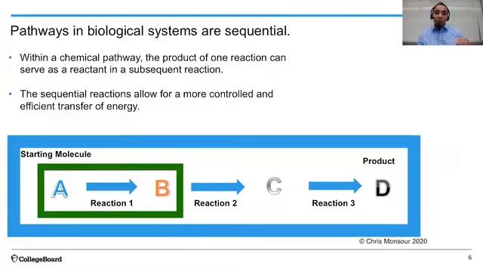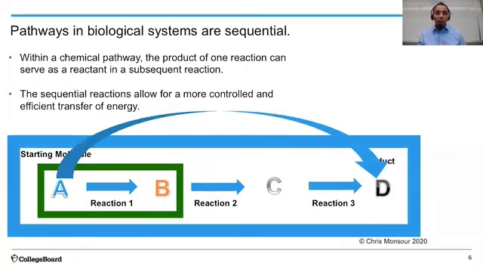The products of B will eventually become the reactants for linking reaction 2 to make product C. Then product C will become the reactants for reaction 3 to make product D. The big idea here is that what you start out with, A, those reactants are going to be much different than those products at D. But by doing this in a series of small steps, it allows for more controlled and efficient transfer of energy.